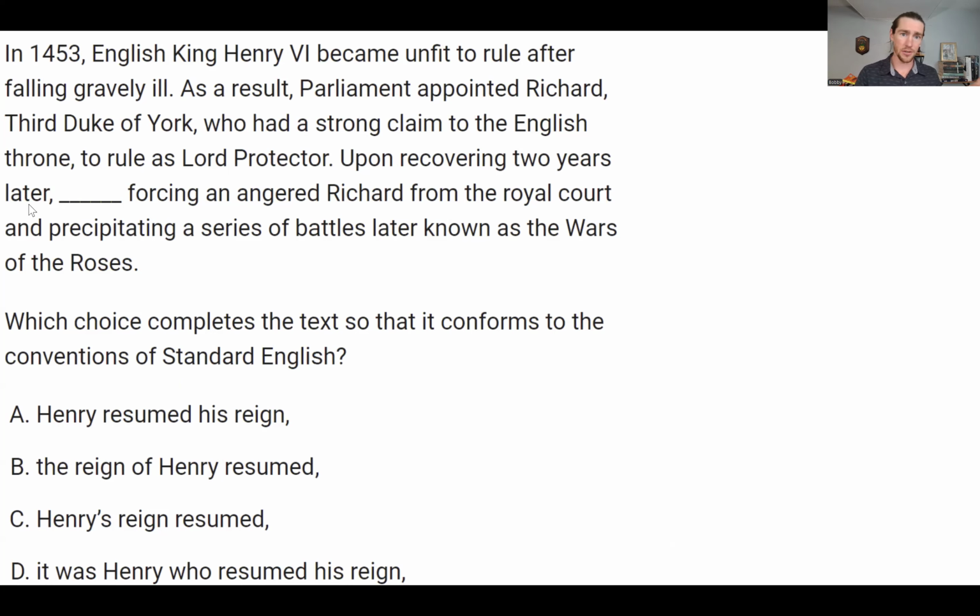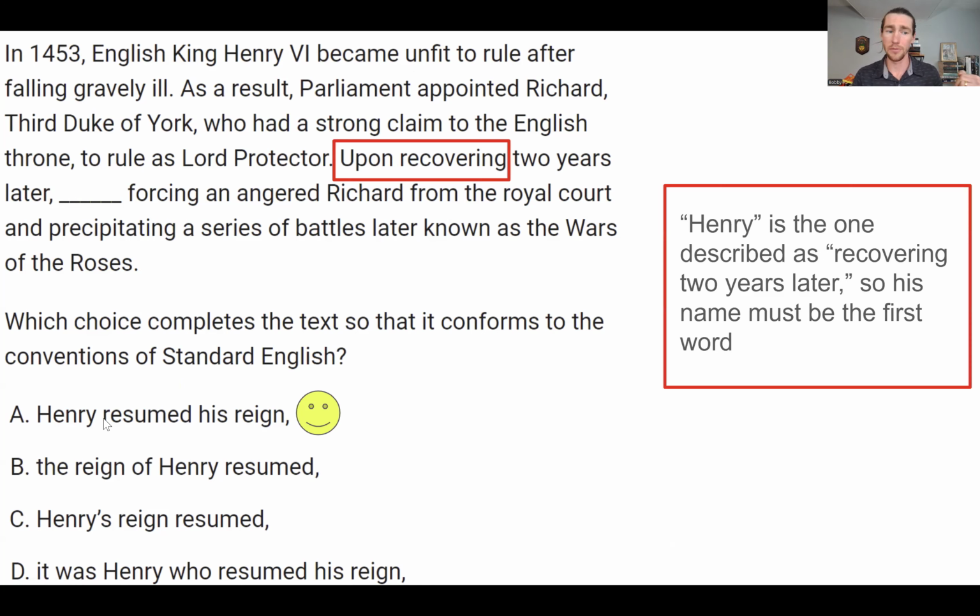The only thing that's logical here would be Henry being recovering, but going through the four choices, was it Henry that was recovering? Was it the rain that was recovering? Was it Henry's rain that was recovering? It makes sense that it was Henry that was recovering because the first sentence says Henry became ill. So it makes sense that Henry would be recovering, put him first. That would be answer choice A.